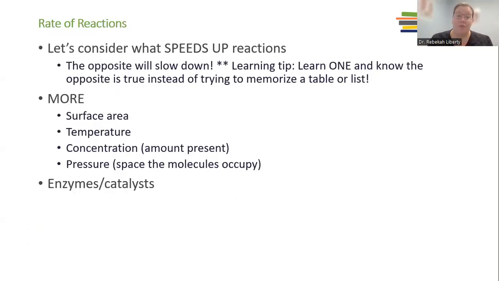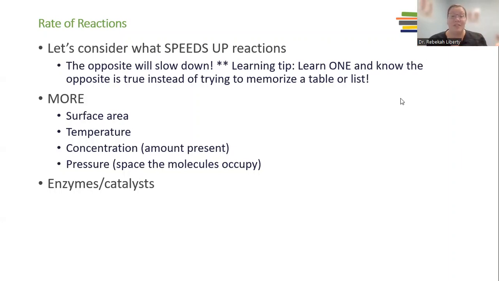Let's also talk about the rate of reactions, and let's think about what speeds up, because this is one of the little learning tips I really like you to know, and I want to make sure I tell you when this is the situation. If you can learn one and know that the opposite is also true. So if we want to think about what's going to speed up a reaction and make it happen faster, then the opposite of that would slow it down. So if a higher temperature is going to speed up reactions, then a lower temperature is going to slow them down. There's no point in learning both of those things. Learn one, okay, I call it bargain learning.